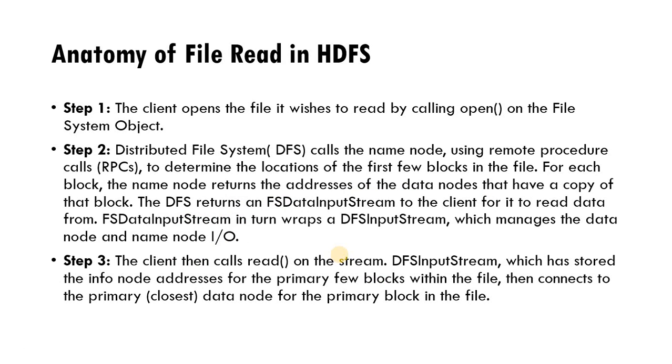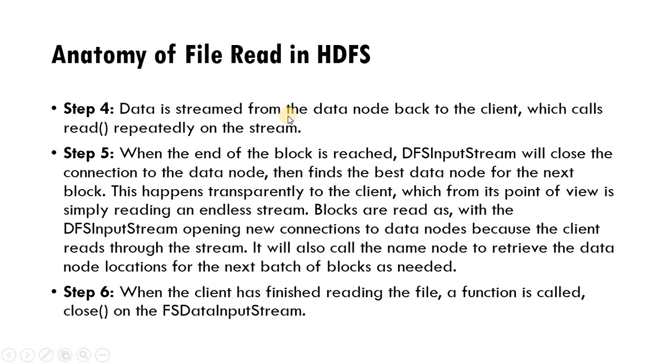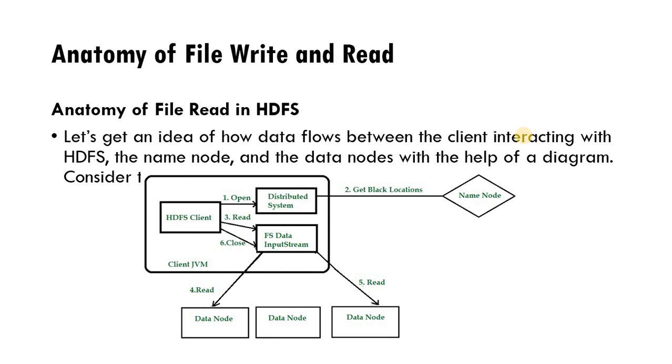Now step 3: the client then calls read on the stream. The DFS input stream, which has stored the data node addresses for the first few blocks in the file, then connects to the first data node for the first block in the file. So by using the read method, the HDFS client can read the file through the FS data input stream. Step 4: data is streamed from the data node back to the client, which calls read repeatedly on the stream. So the read method is called repeatedly and the data is provided to the HDFS client.